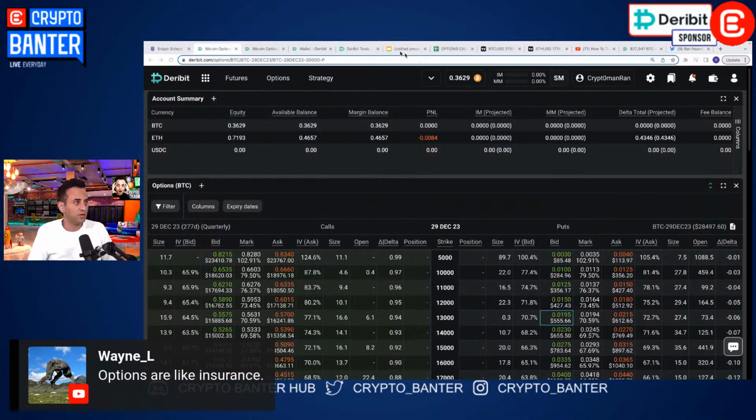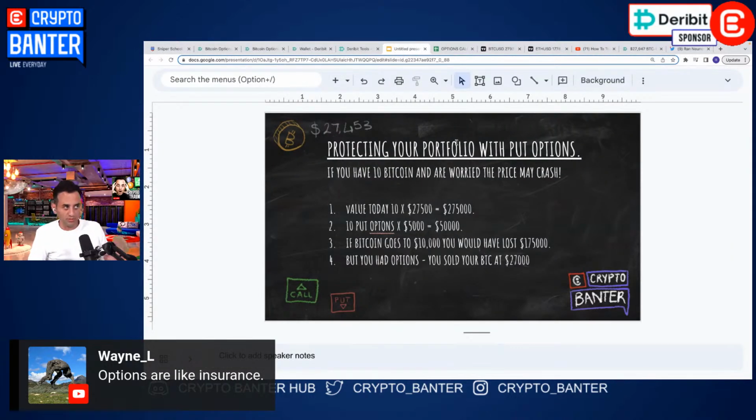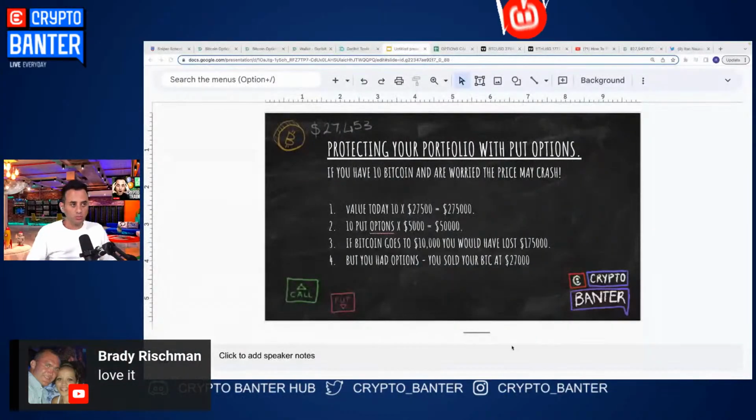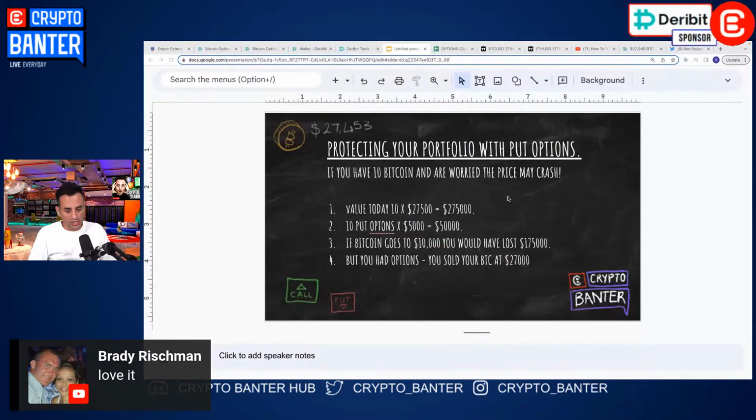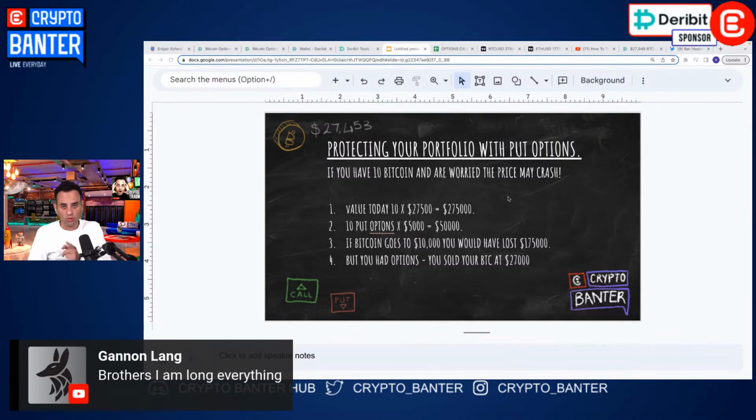All right, so that is how to protect your portfolio using options. Now, remember I said I'd teach you how to protect, how to speculate, and then how to collect fees. So now you know how to protect yourself. If you're holding a portfolio, you go to a future point in time and you buy put options to hedge your portfolio against an event. Someone says, yeah, brothers, I'm long everything. Yeah, you're long everything. But what happens if it goes against you? You have a serious problem.